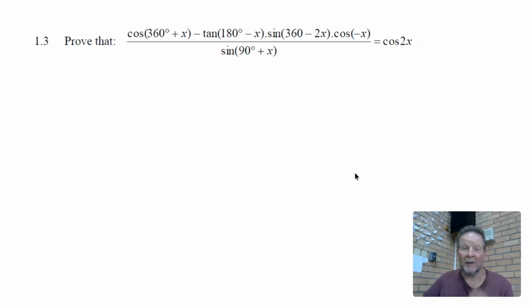Let's look at this next question here. This looks like general reduction. If I see a 2x and a 2x here, it's a grade 12 question because there's a double angle identities in it. Let's just try this.